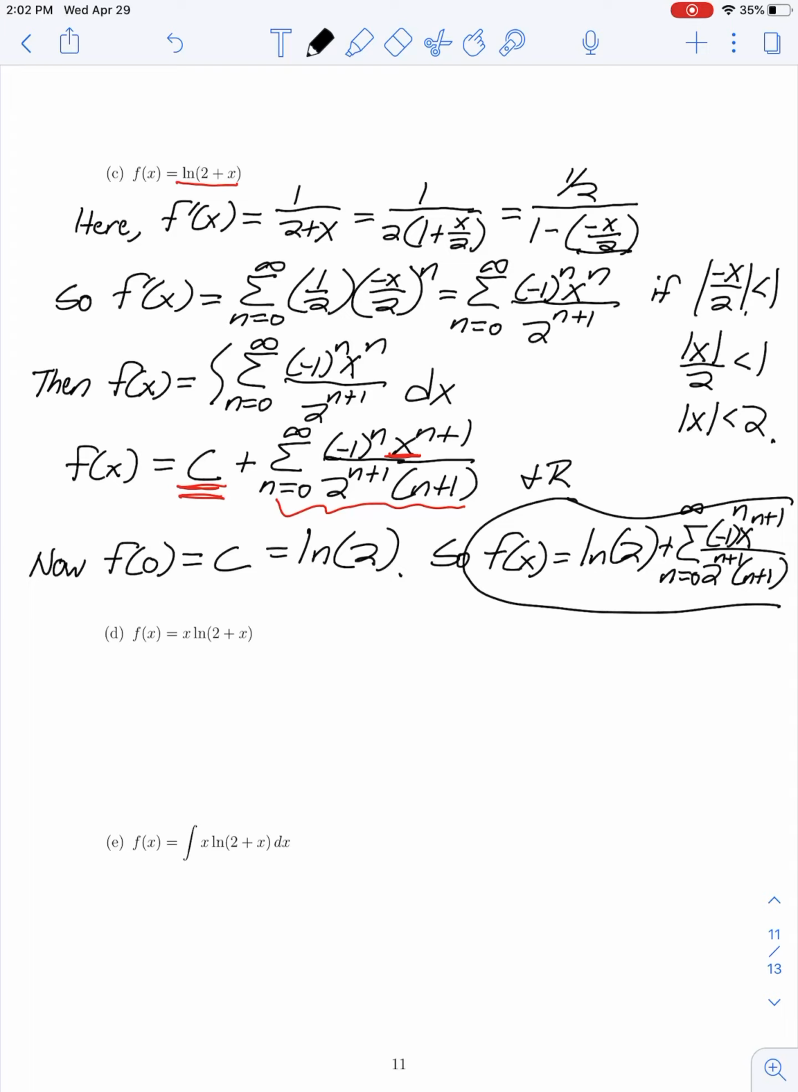And the radius of convergence here is 2. We saw from our earlier work this series is guaranteed to converge as long as the absolute value of x is less than 2.